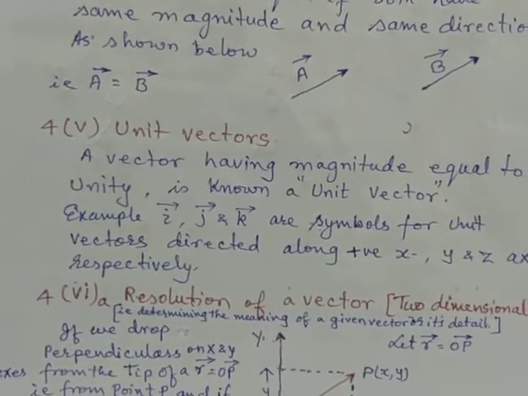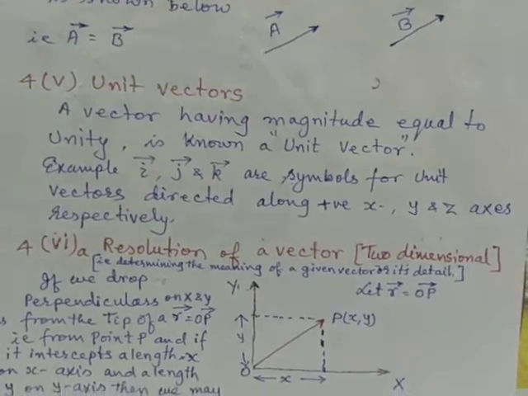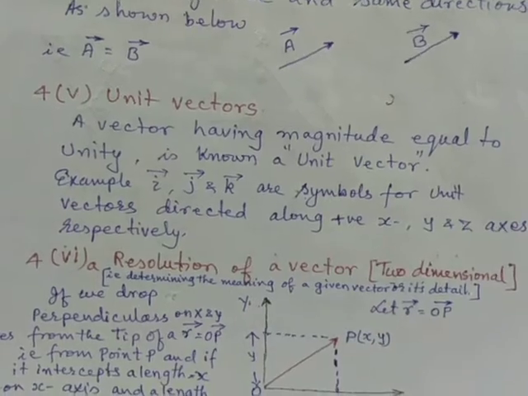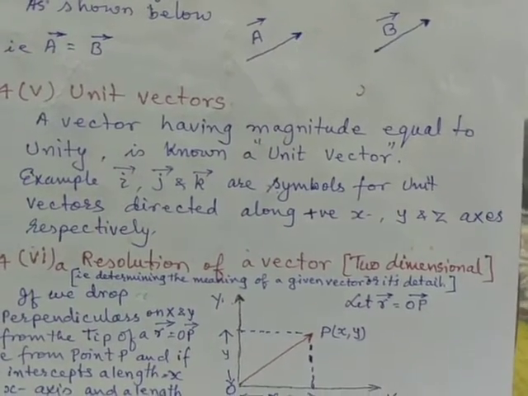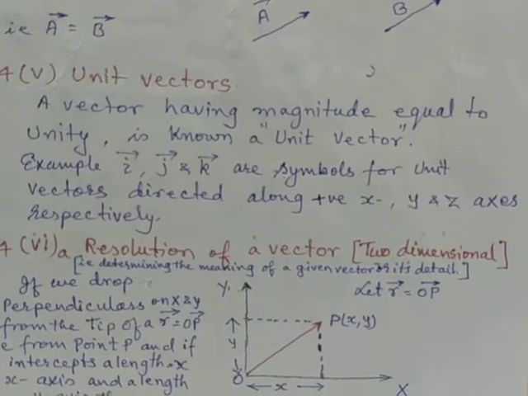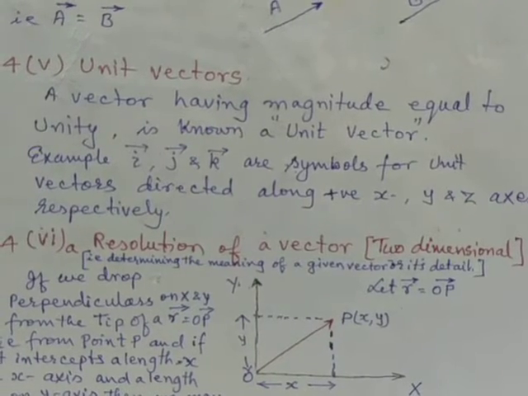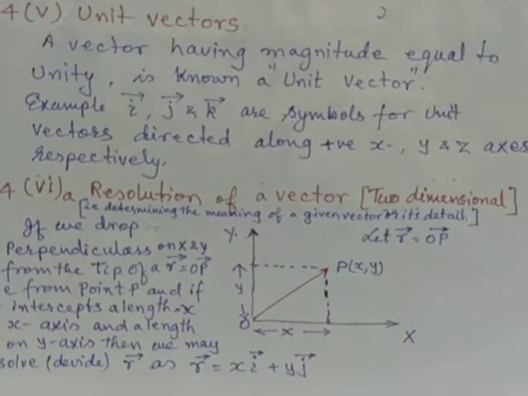So what is a unit vector? A vector which has magnitude equal to unity is known as a unit vector. And we universally take i, j and k as unit vectors along the positive x-axis, positive y-axis and positive z-axis respectively.